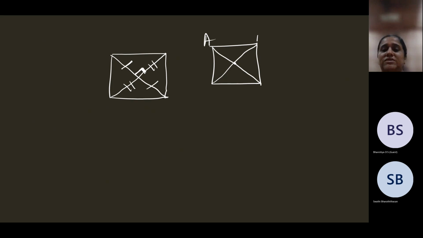So if you call the square ABCD, diagonal AC is bisected at O. So AO is equal to OC. Again, diagonal BD is bisected at O. So BO is equal to OD. And not only that, the diagonals bisect each other at right angles. That means they meet at right angles. This angle is 90 degrees here.